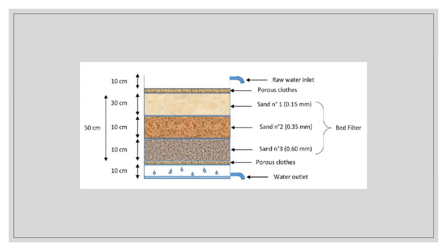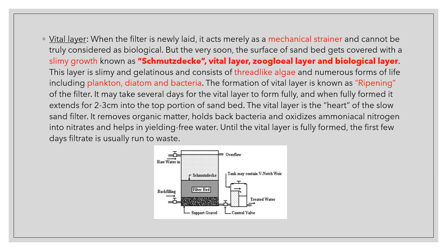Now, so far, we've spoken about the mechanical process of filtering, but the slow sand filter is also known as a biological filter. The reason is because it consists of a layer that actually carries out the biological process. The layer of the sand bed that carries out the biological process is known as the vital layer. What happens is that when the filter is newly laid, it acts merely as a mechanical strainer and cannot be truly considered as biological. But very soon the surface of the sand bed gets covered with a slimy growth that's known as Schmutzdeck, the vital layer, the zoogleal layer, or the biological layer.